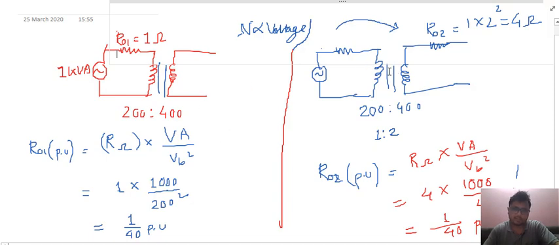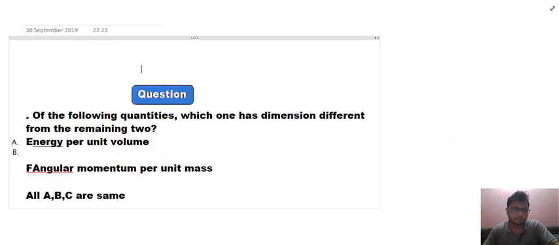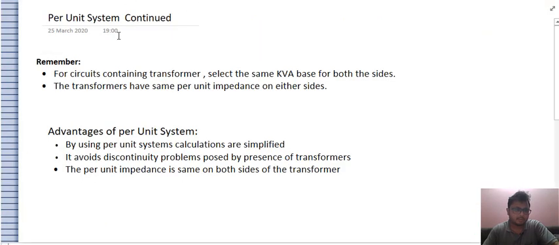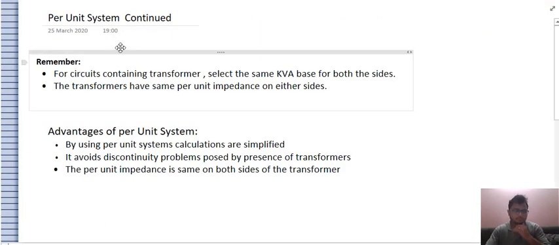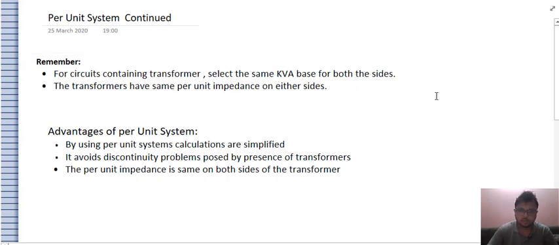It is not necessary that you shift everything from one side to another side. Generally we do that in machine problems, but here, standing at any one side, you can solve the problem, because either way you will get the same value. Anyways, so per unit system continued. Transformers have the same per unit impedance on either side. So these things you have to remember.